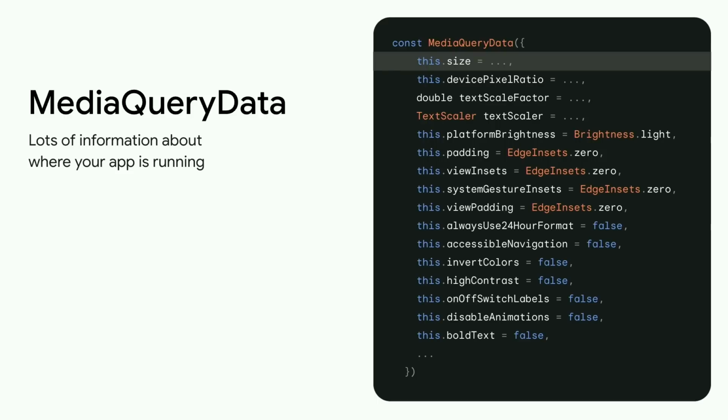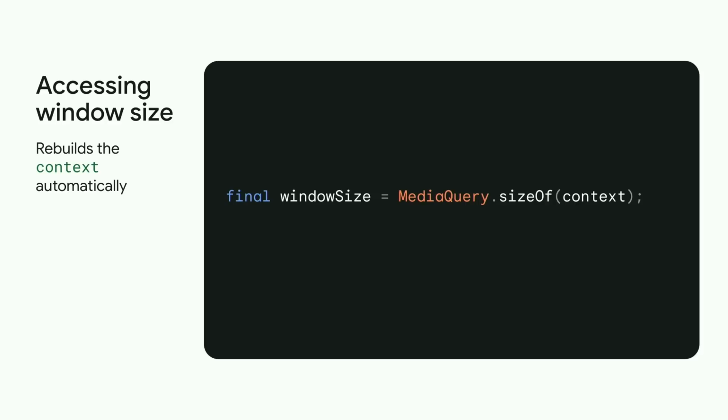MediaQuery contains a lot of data, but for this example, we're only interested in the size property, which gives us the size of the app window in logical pixels, also known as density-independent pixels. That's the measurement for pixels that works best for us, as a logical pixel is roughly the same visual size across devices. So how do we get access to this size property? Through MediaQuery.sizeOf(context). Using this method causes the given build context to rebuild anytime the size property changes. It's pretty neat. Our examples will demonstrate how this rebuilding works, as it's a bit indirect.